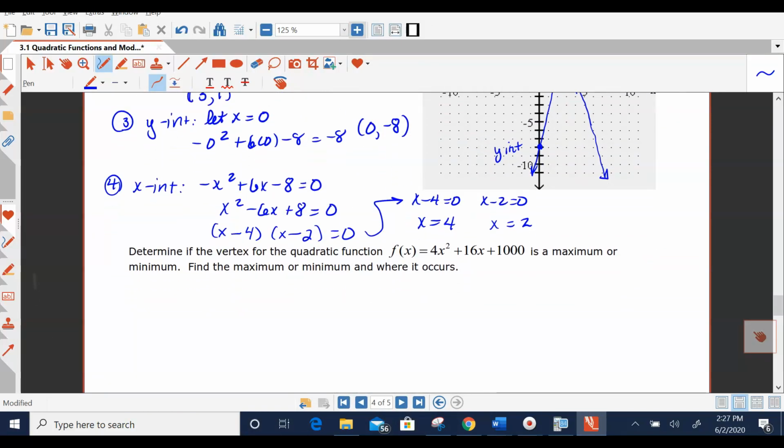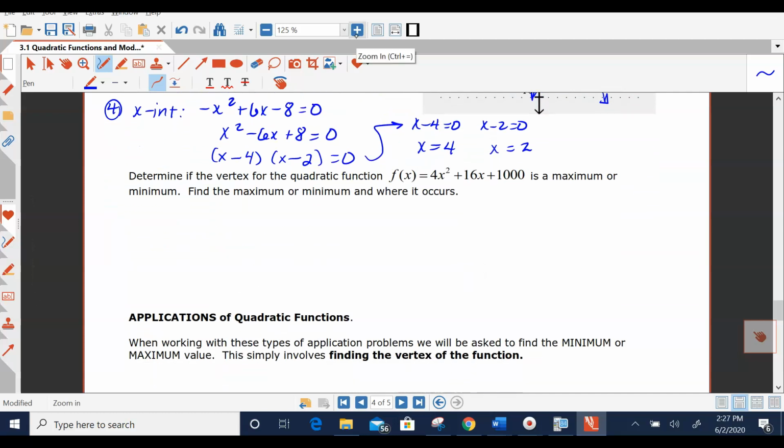Let's check this next one out. Don't want to graph it. All I want to do is find the vertex for that quadratic function and determine if it is a maximum or minimum. So let's find the vertex.